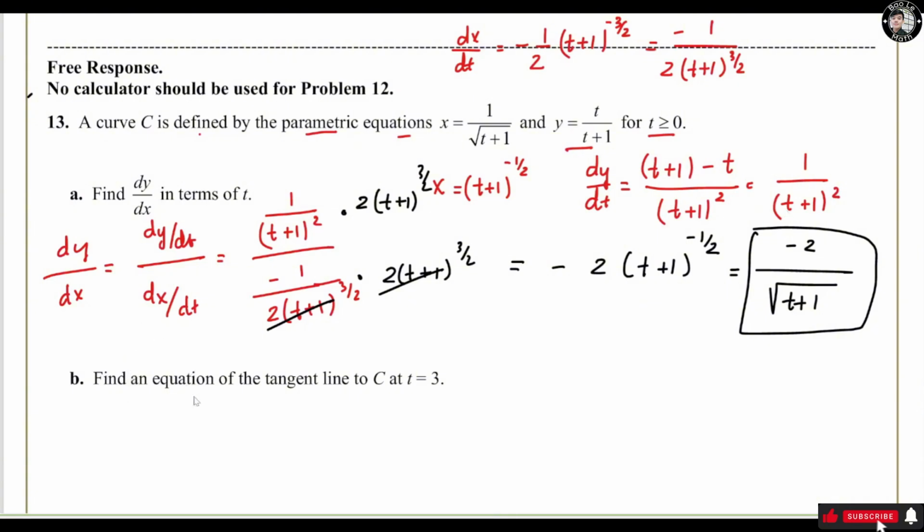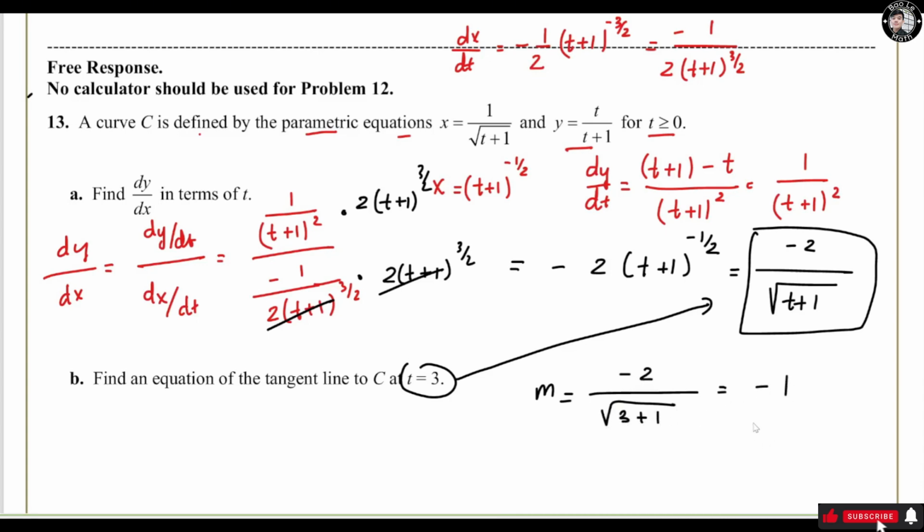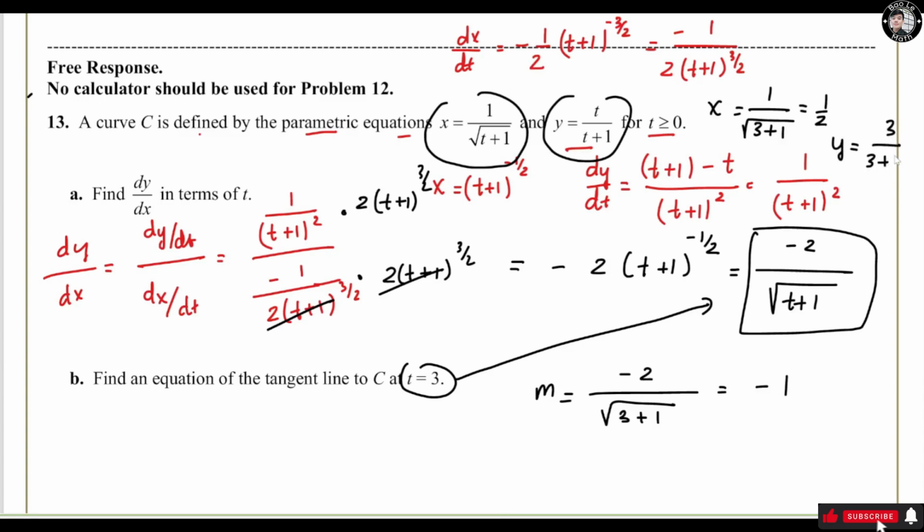Now, question B, find an equation of the tangent line to C at t equals 3. So we substitute 3 for t over here to find the slope. So the slope is negative 2 over the square root of 3 plus 1. It's going to be negative 1. And you're going to substitute 3 for t into this guy right here to find the ordered pair. So you have x equals 1 over the square root of 3 plus 1, which is 1/2. y equals 3 divided by 3 plus 1, which is 3 over 4.